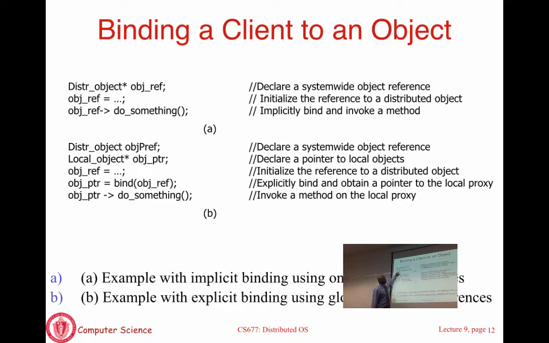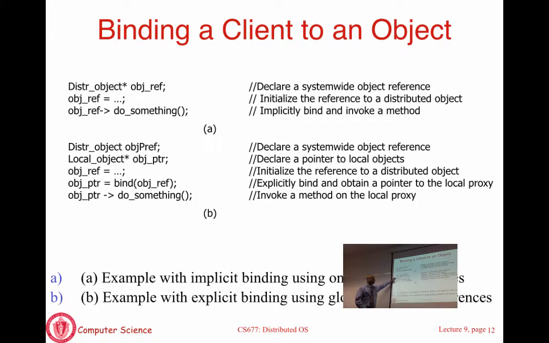This is C++ code. So you will see object arrow do something, which is our RMI call. And this is going to implicitly bind to the server. So you're calling a method on an object. The object is not local. I need to figure out where it is. So you'll basically go bind it. You figure that out by calling the naming service.